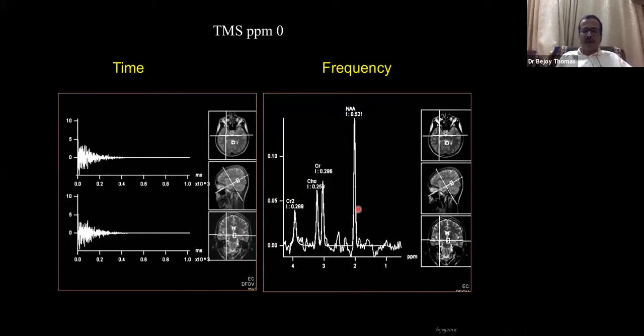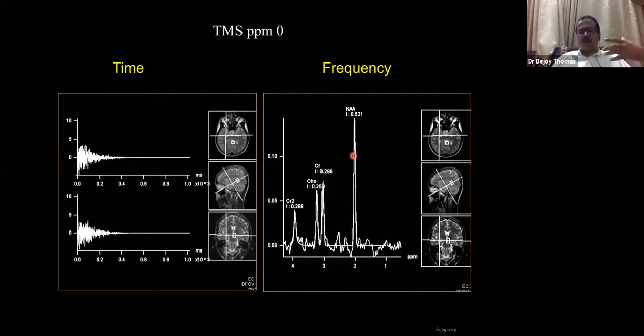And what is in the x-axis? What is in the y-axis? The y-axis is giving a peak, and the area under the peak or the height of the peak. The area under the peak is the integral, which gives an idea about the concentration of that metabolite. And we need a certain minimum concentration in order to detect these metabolites in spectroscopy.